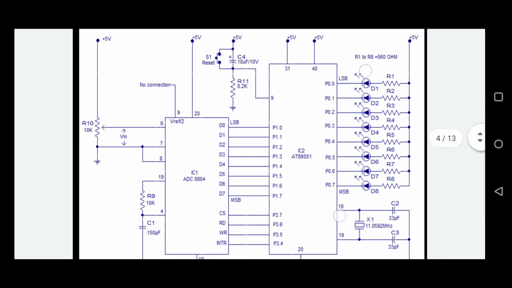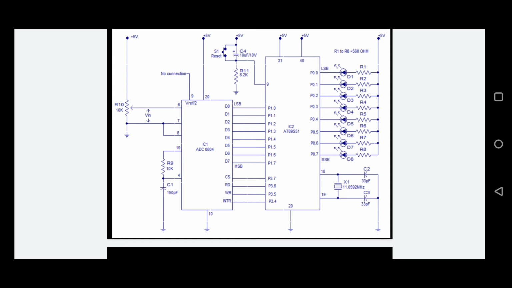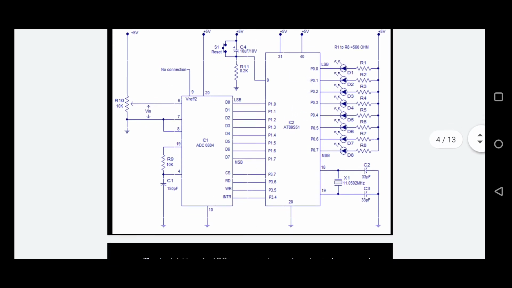So yes, this is the block diagram. This block diagram shows how the ADC is interfaced with the 8051 microcontroller. Okay, so I will explain it. See, the first block is the ADC block, analog to digital converter, and the second block is the 8051 microcontroller. The circuit initiates the ADC to convert a given analog input, then accepts the corresponding digital data, and displays it on the LED array connected at P0.